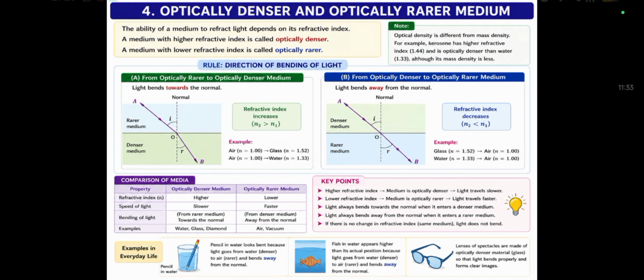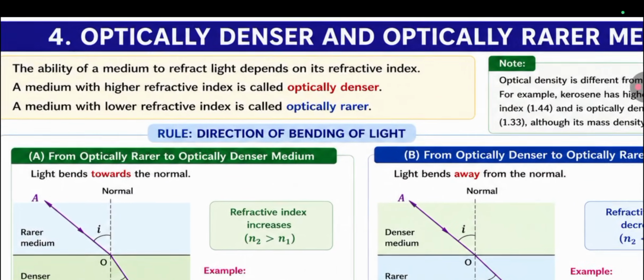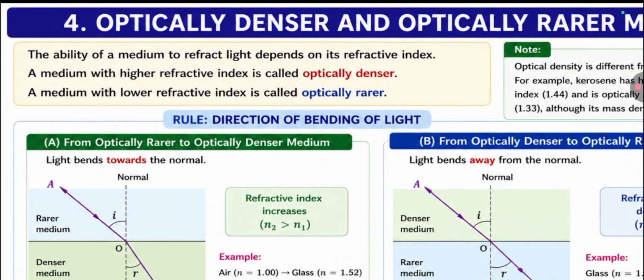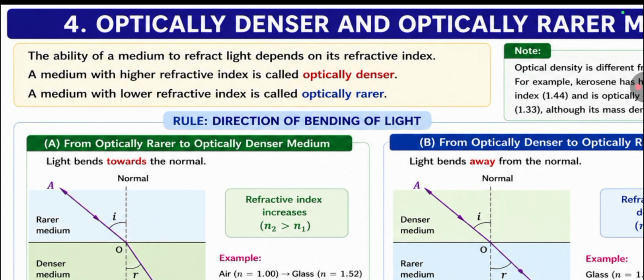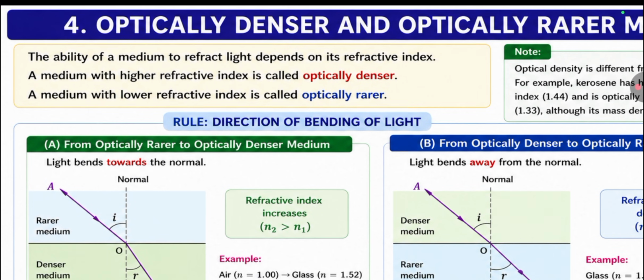Now let us understand optically denser and optically rarer media. The ability of a medium to refract light depends on its refractive index. A medium with higher refractive index is called optically denser, so its refractive index value is high. A medium with lower refractive index is called optically rarer, so its refractive index is lower. The medium with the higher refractive index is called optically denser, and the medium with the lower refractive index is called optically rarer.